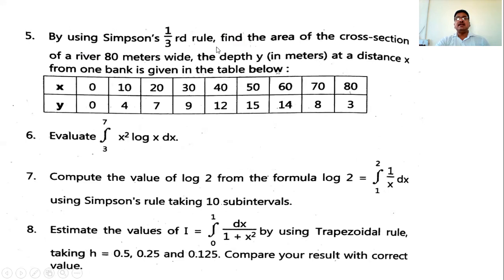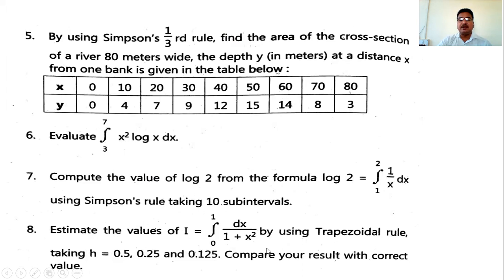So write directly that the required area is equal to the integration from 0 to 80 of y dx and apply Simpson's 1/3 rule. Then evaluate this integration again by using either the trapezoidal rule, Simpson's 1/3 rule, or 3/8 rule. There is no instruction, so apply any one rule for this example, example 6. Then the next, the 7th example, is on Simpson's rule.